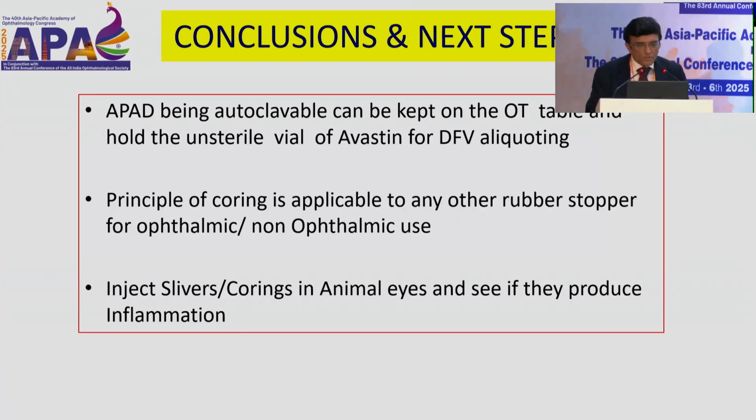So what is the use of this particular study? It can be used with Avastin all over the country. It can also be used with any other vial like a botulinum toxin vial where corings can be made, and therefore it might be useful. And the next project for me is to inject this coring in animal eyes and see if they cause inflammation. Thank you.